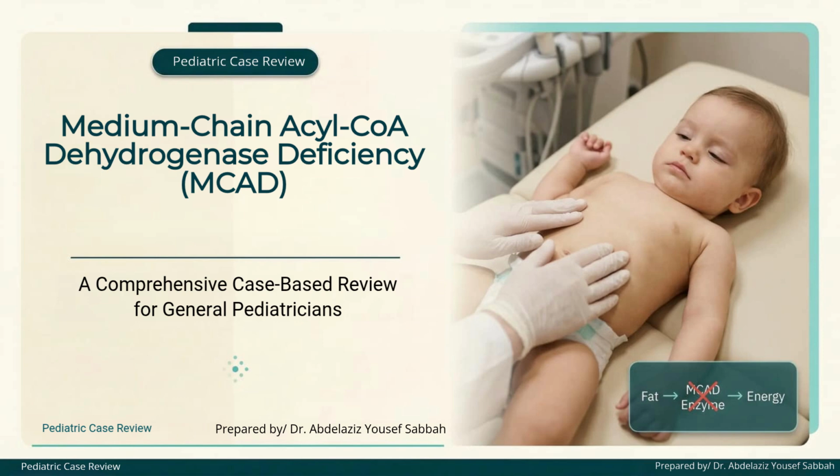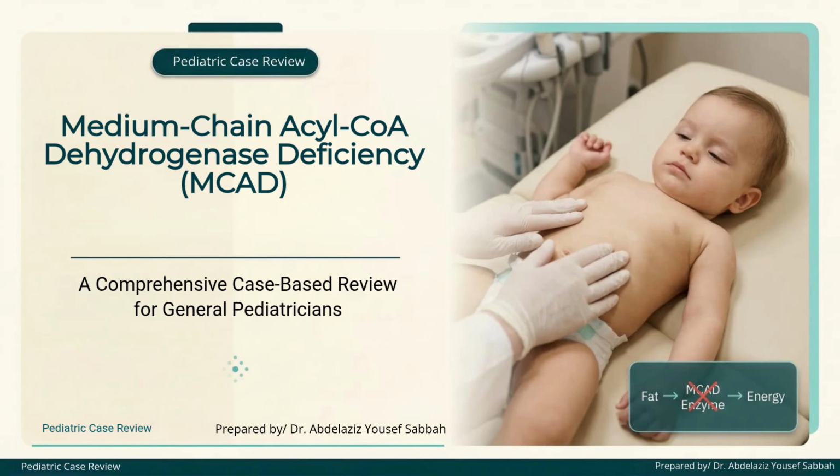Today we present a comprehensive case-based review of medium-chain acyl-coenzyme dehydrogenase deficiency, one of the most common and most important fatty acid oxidation disorders in pediatrics. This condition can be fatal if unrecognized, yet with early detection through newborn screening and simple fasting avoidance, outcomes are excellent. We will walk through 12 carefully crafted clinical cases covering clinical triggers, biochemical hallmarks, physical examination findings, genetics, newborn screening, confirmatory testing, differential diagnosis, dietary management, acute illness protocols, complications, prognosis, and perioperative care.